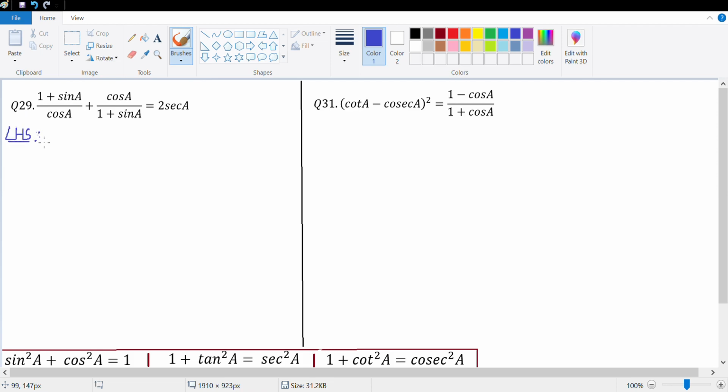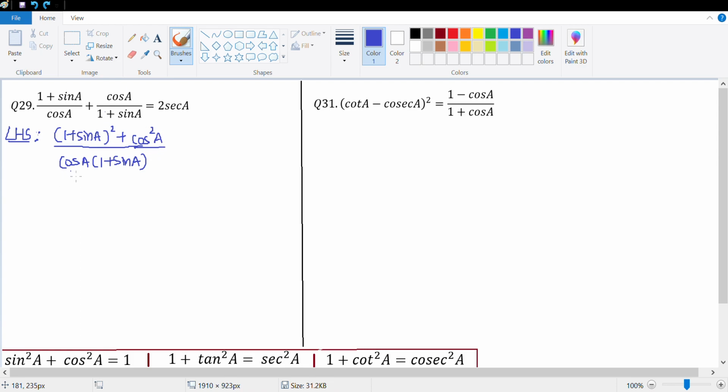Again I notice I don't have any square terms on the left hand side, which means I should try and convert this into somehow square, which means let me first take the LCM and add. So this will be cos A times (1 plus sin A), that will be the LCM, and the numerator will become (1 plus sin A) whole square plus cos square A. I'll cross multiply basically because there is no common term, but that's how I get the LCM.